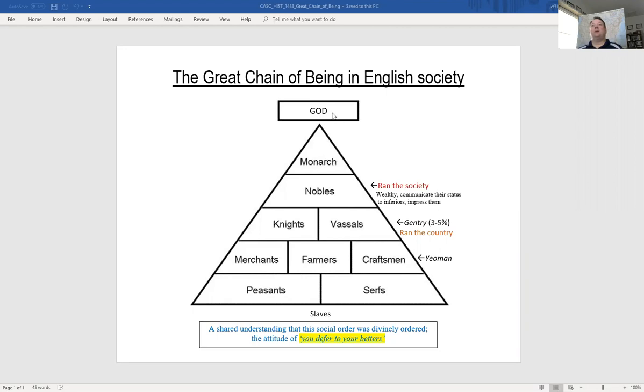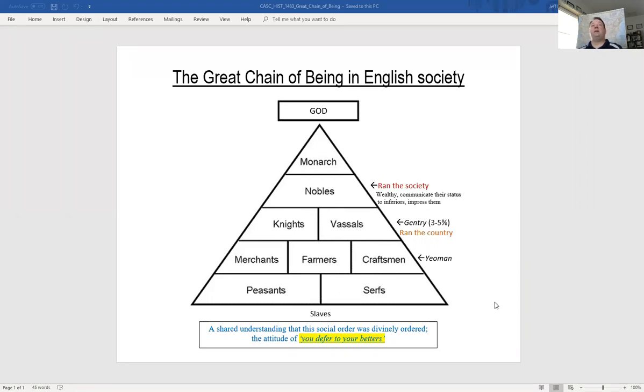You remember, under God, you have the king, then the nobles who ran the society, the gentry, who ran the country, and these were made up of knights and vassals. Then your yeomen, who were usually in this type of occupation. Peasants and serfs, who could eventually obtain freedom. And then, although it wasn't real prevalent at the time of the founding of the English colonies in America, there were slaves.